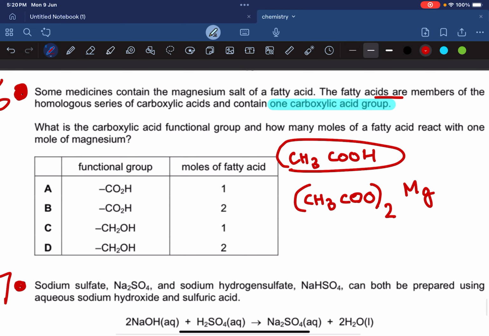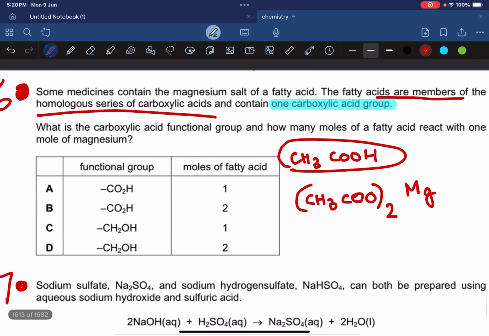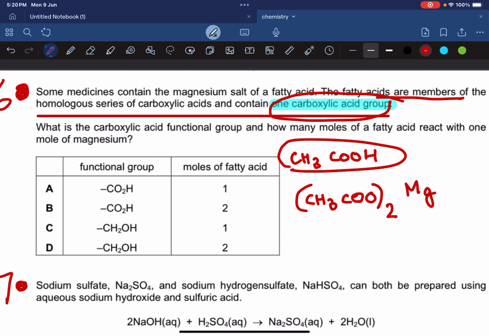The fatty acids are members of the homologous series of carboxylic acids and contain one carboxylic acid group. Okay? It contains one carboxylic acid. To react with magnesium, we need 2 carboxylic acid groups. I know these MCQs are tricky, but you just have to stick to your basics: with 1 mole of magnesium, we need 2 moles of fatty acids.